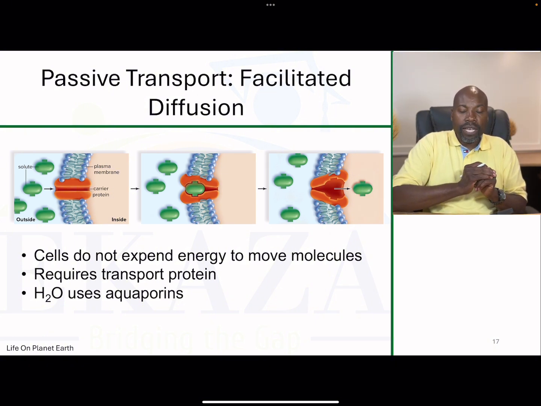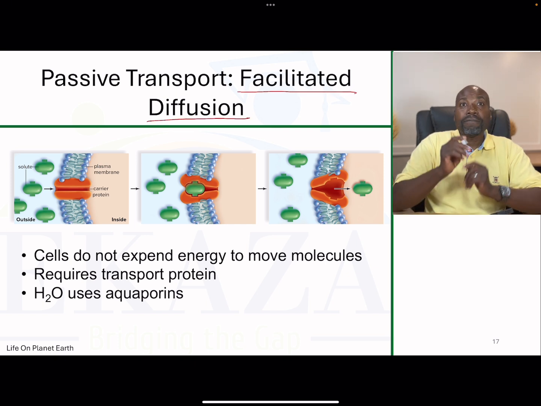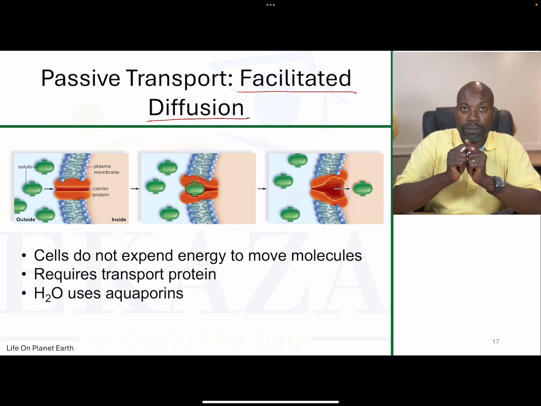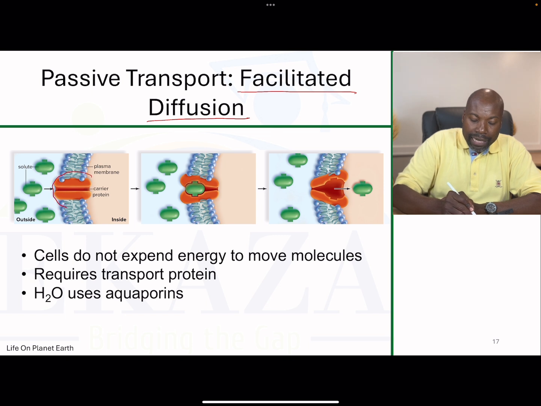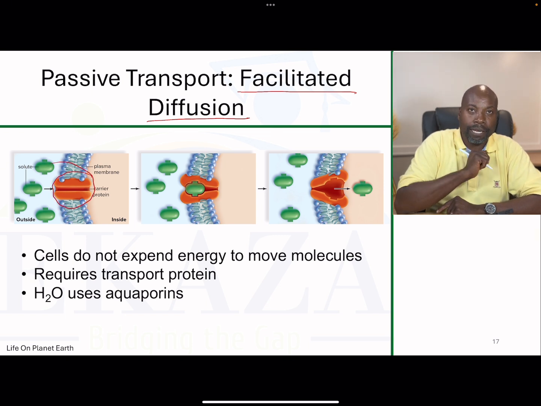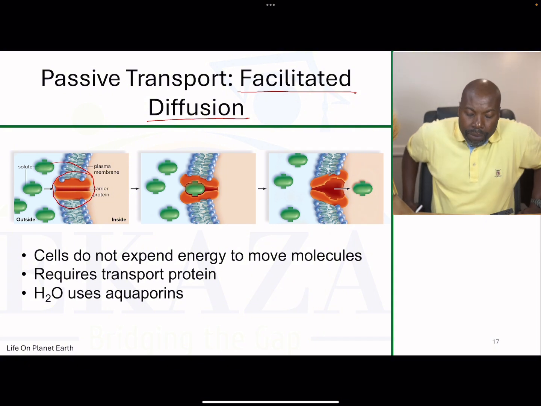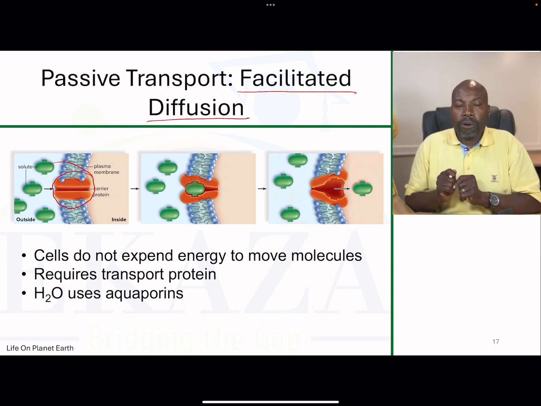That passive process is facilitated diffusion. Facilitated diffusion is a type of diffusion that is not simple, right? It is not simple because it is facilitated by a protein that is embedded in the plasma membrane, okay? That protein embedded in the plasma membrane has to be a carrier protein or a transport protein.